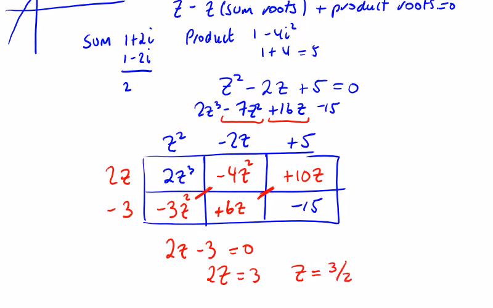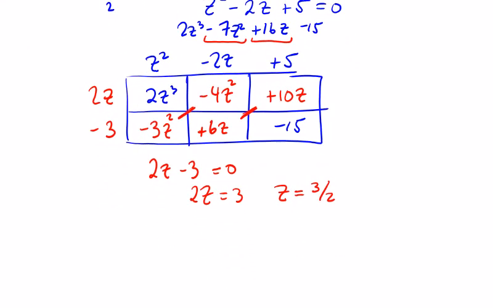So I have my three roots. z is equal to 3 over 2, we call it z3. We call z2 1 plus 2i, and the first root we were given, z1, 1 minus 2i.